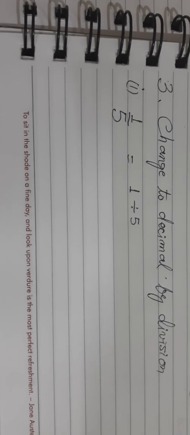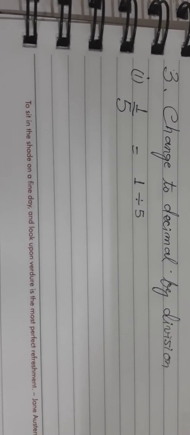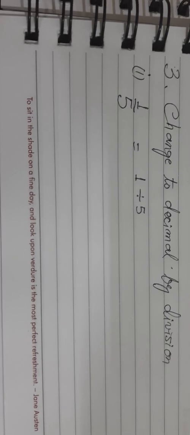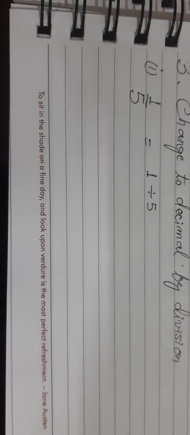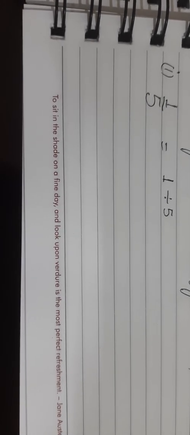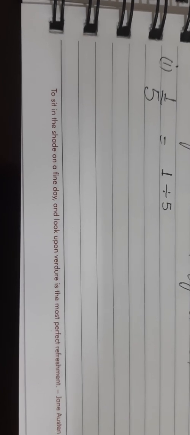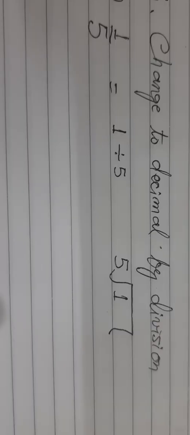The third question says change these fractions to decimal, that is by division. So the first fraction is 1 by 5. This fraction we need to change to a decimal. So 1 by 5 actually can be written as 1 divided by 5, 1 numerator divided by 5 denominator. Now this we have to do by division. I'll show you how we do it.